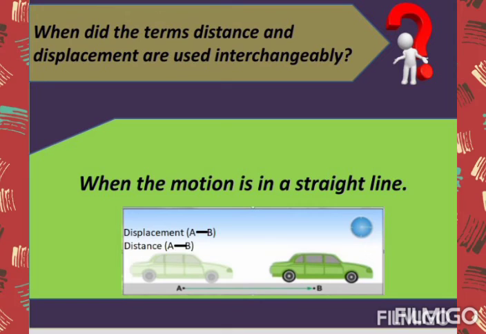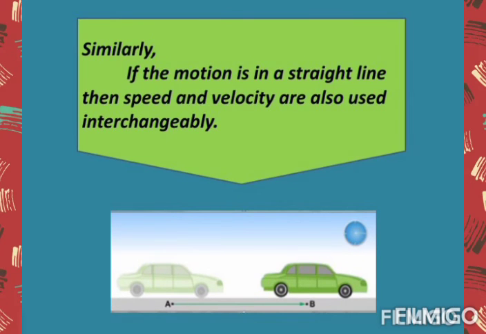For example, you are observing a car or a vehicle that is moving in a straight line. There are no U-turns and no sharp turns. There is straight line motion, so we can use distance and displacement, both quantities or both terms, interchangeably.